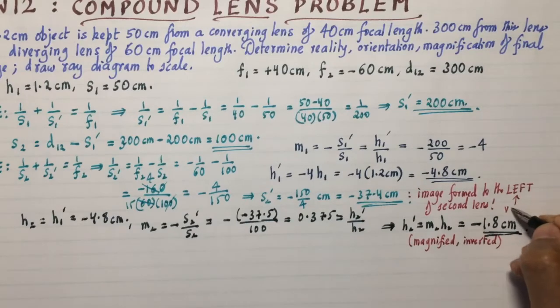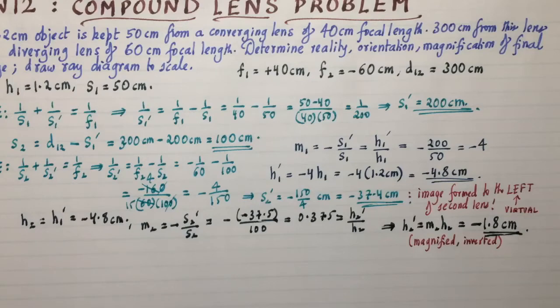And this is a signal that it's virtual because it's on the entry side of the lens, not on the exit side of the lens. So we have all the things we need. Now we have to just confirm everything using a ray diagram.